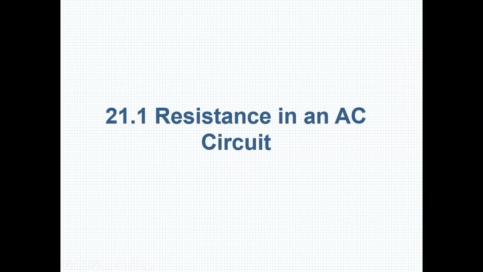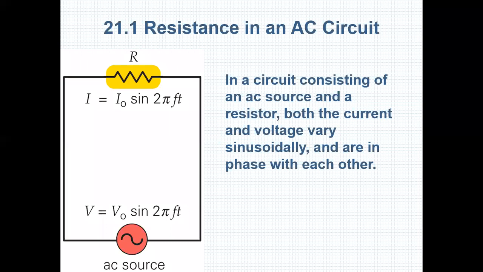First of all, let's see resistance in an AC circuit. In this circuit, we have one resistance connected with an AC source. This is the AC source. Voltage is given by this expression. V naught is the peak voltage and V is the instantaneous voltage. Voltage is equal to V naught sine omega t. So omega is 2 pi f, right?